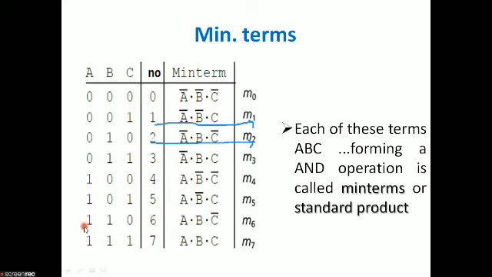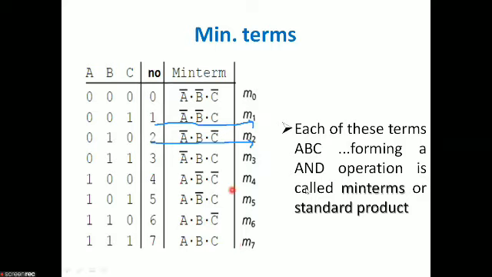Next is 6. That is the number, so it is 1 1 0. 1 is A, 1 means B, C is 0 means C bar. That is m6. Next is 1 1 1. That is number 7 presented in 3 bits. So 1 means A, 1 means B, and 1 means C. So this is min term 7.